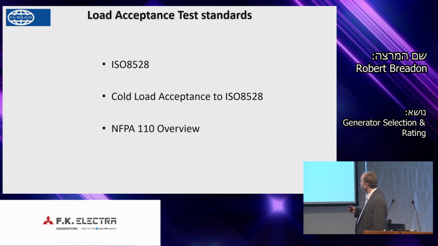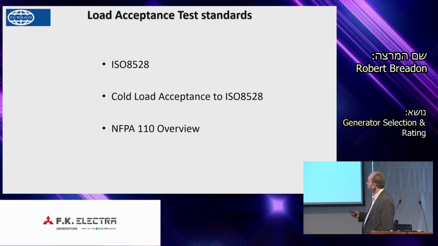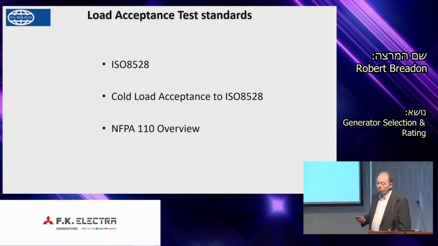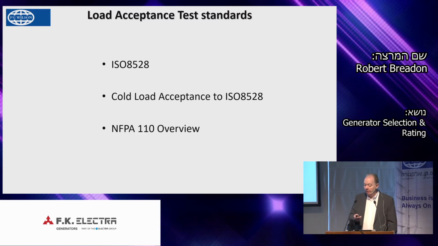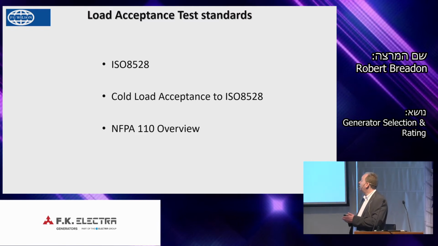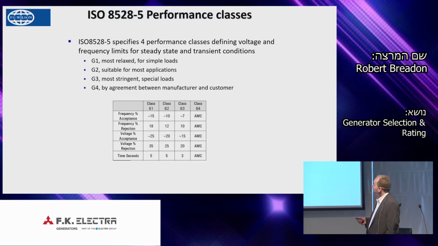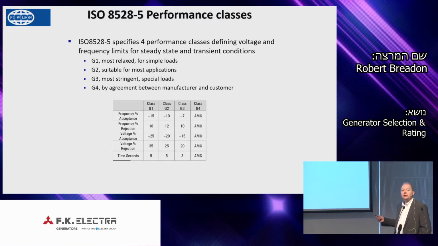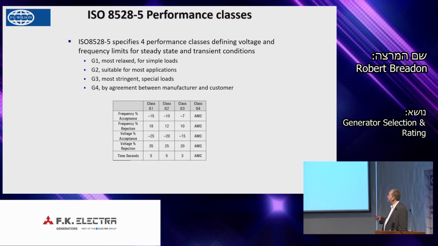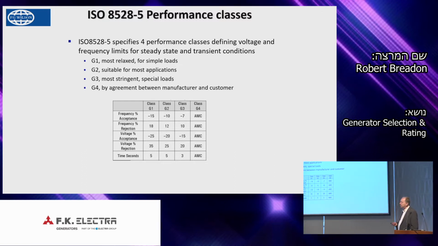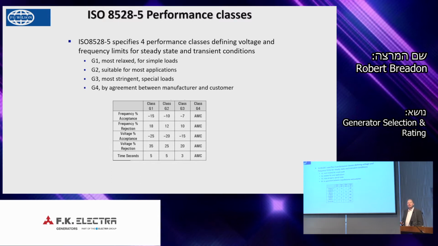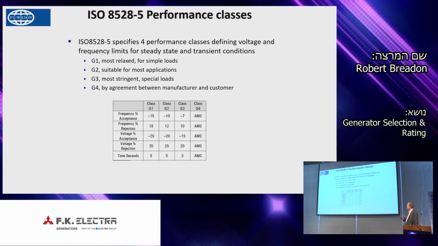We also will look at a cold load acceptance, which is slightly different to what is outlined in the ISO standard. And the NFPA is something that we can test to, and we do test from a solutions and a project environment. So I'm assuming everybody in here has maybe heard of class G2 and class G3. And this is really the performance of the machine when load is placed on the genset or rejected. And typically, the majority of applications will be based around G2.